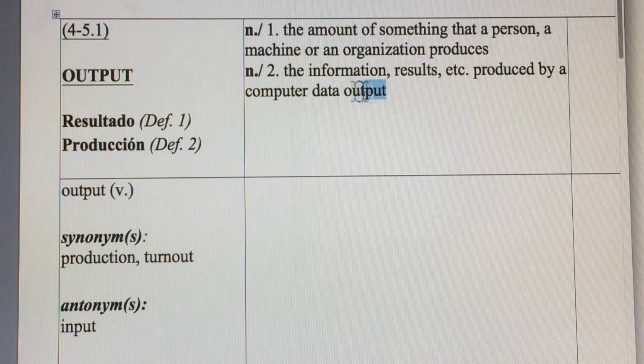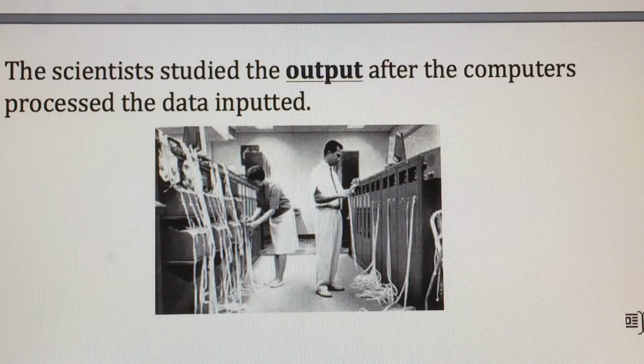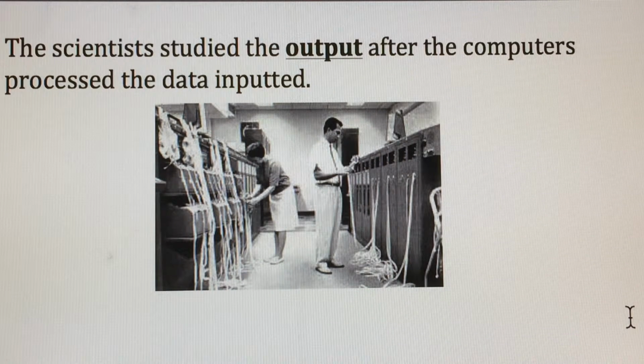The second definition is the information, results, etc., produced by a computer, data output. So this is more in the technical field, okay, and is results, information. So the other sentence example we have here is, scientists studied the output after the computers processed the data inputted.